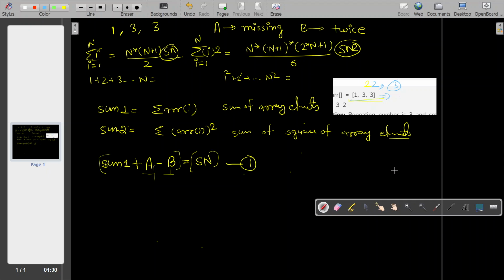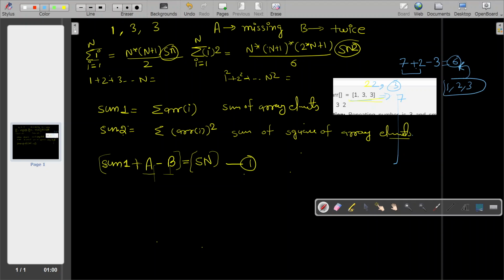This is sum 7 now. So in 7, if we add 2, because 2 is not there, and we remove 3, because 3 is appearing twice, what will it be? 7 plus 2 is 9, and minus 3 equals 6. And what is the summation of 1, 2, 3? It is nothing but 6.